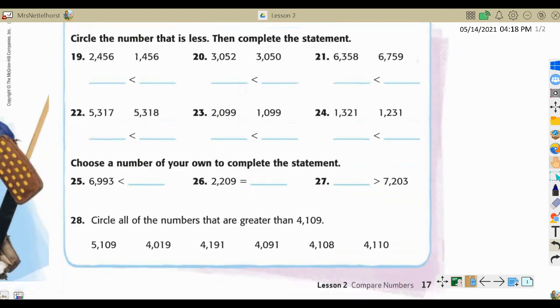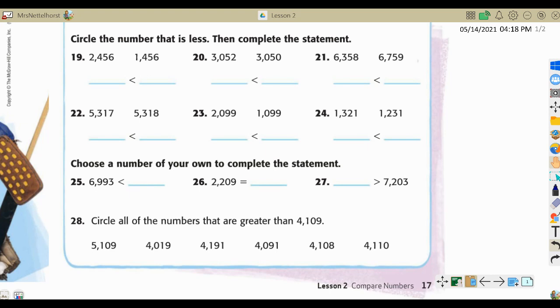Now, down here on 25, 26, and 27, you are going to choose a number of your own to complete the statement. Do not make the numbers super giant. Make it with only a thousands place in it. Don't forget your comma. So whatever you put on the blue line on 25 needs to be greater than 6,993. 26, your number has to be the same as or equal to 2,209. And for 27, you're going to put the greater number on the blue line here. So just don't make a ginormous, crazy number.